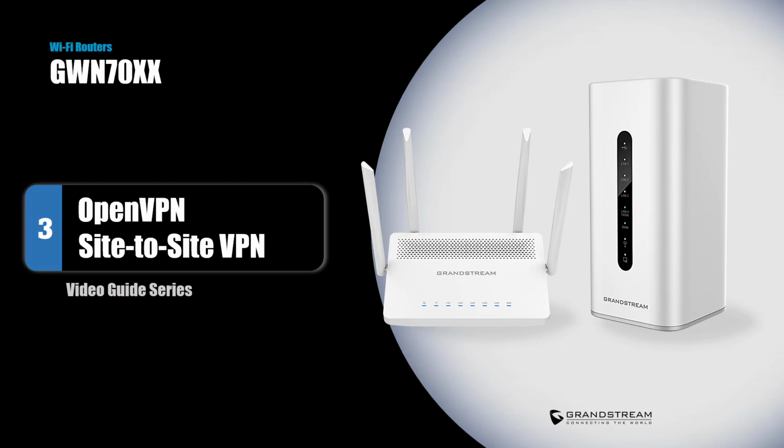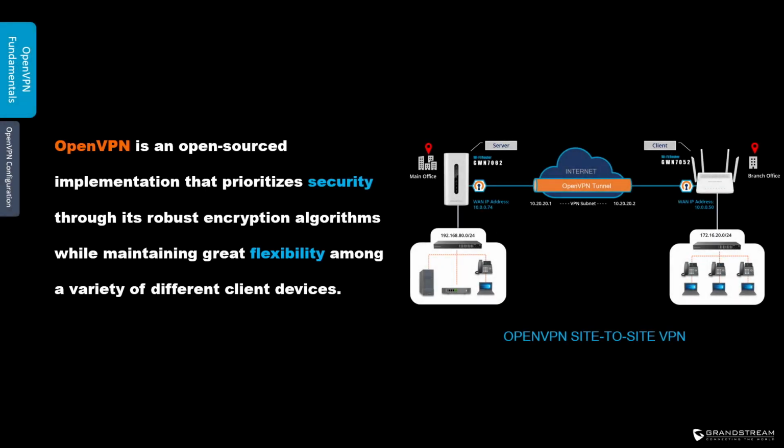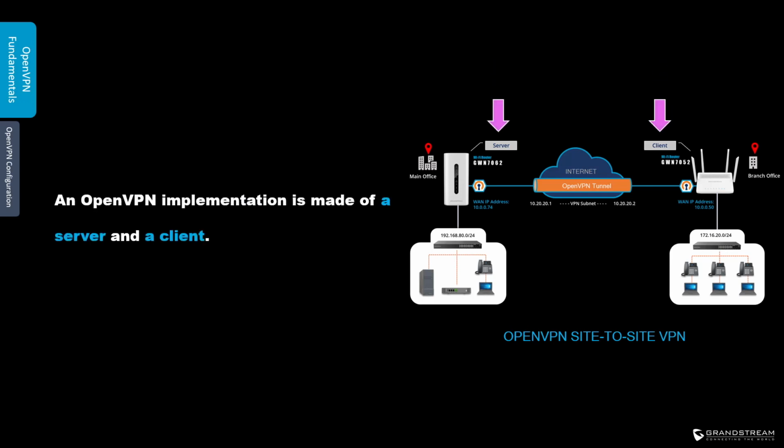In this video, we will discuss setting up an OpenVPN tunnel for site-to-site communication through the GWN7000 series. OpenVPN is an open-sourced implementation that prioritizes security through its robust encryption algorithms while maintaining great flexibility among a variety of different client devices. It has a wide array of supported devices and platforms such as Windows, Linux, and many others.